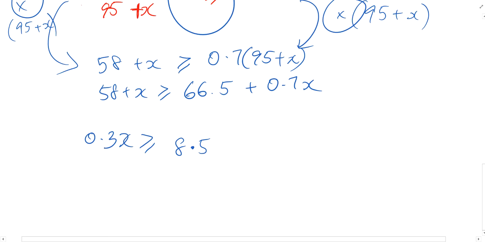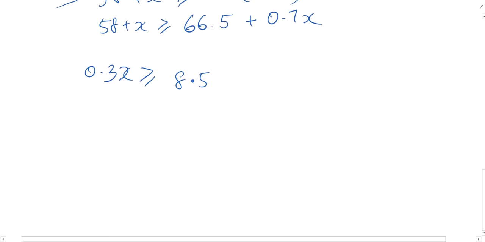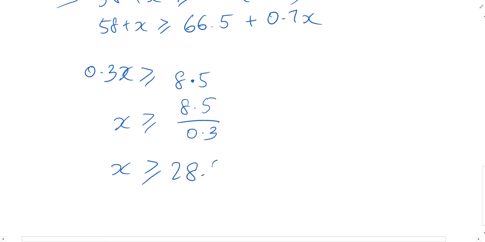Okay, then what next? Divide by 0.3. Can we divide by 0.3 without changing the sign? Yes, because 0.3 is a positive number. So x greater than or equal to 8.5 over 0.3. X greater than or equal to 28.333. If it's recurring, then just put it as a fraction. 28 and 1/3 you can put. You want to put a 3 with a recurring dot at the top, also can.